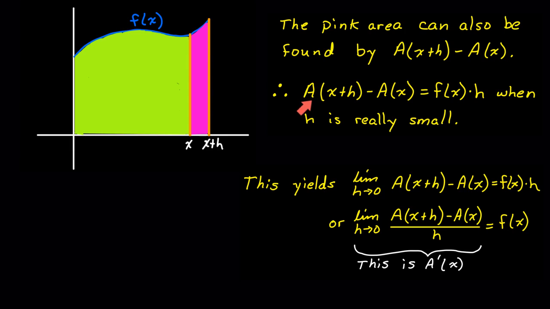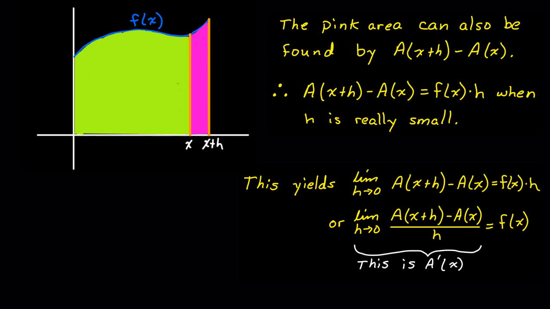So what that yields then is this equation: the area of the pink and green together, which is A of x plus h, minus the area of the green, which is A of x, equals the area of the pink, which when h is really small is going to be f of x times h. Now, when we say h is really small, mathematically what we are saying is that this is a limit as h approaches 0 of that equation.